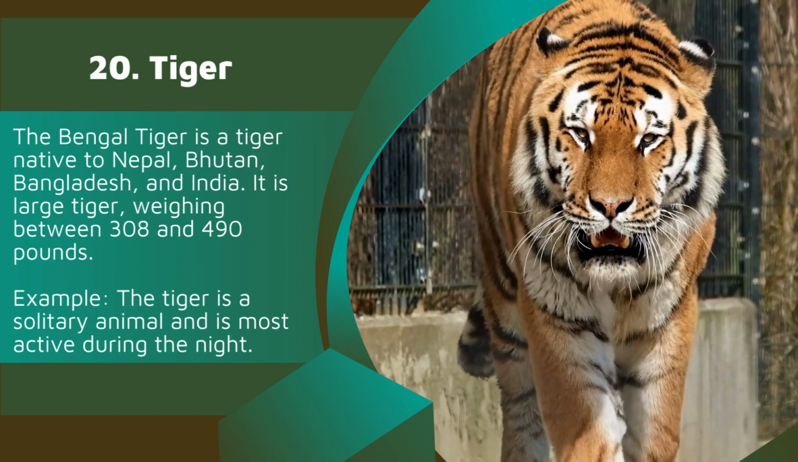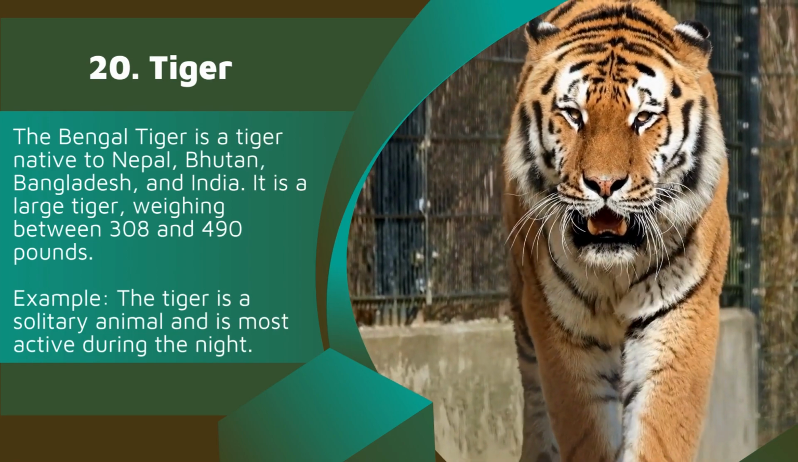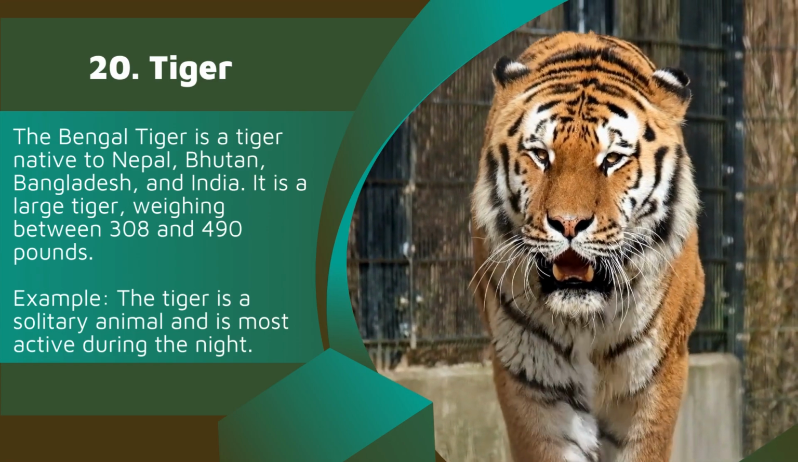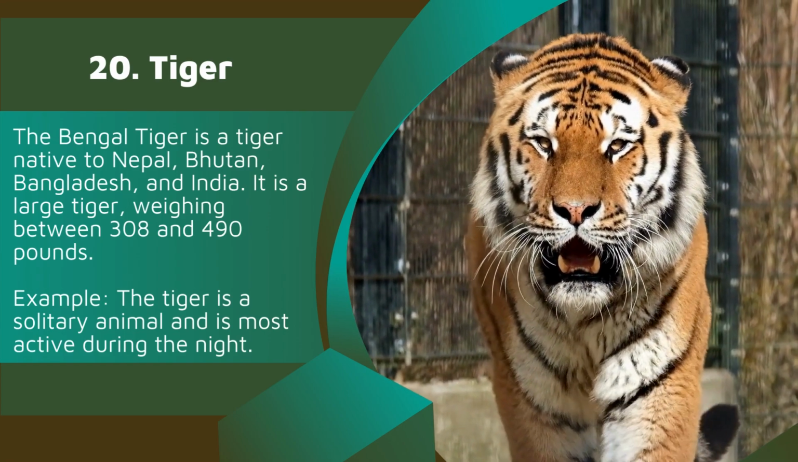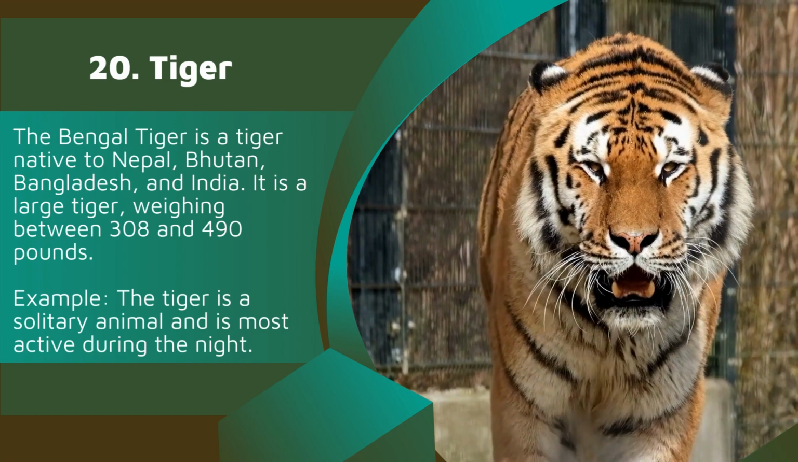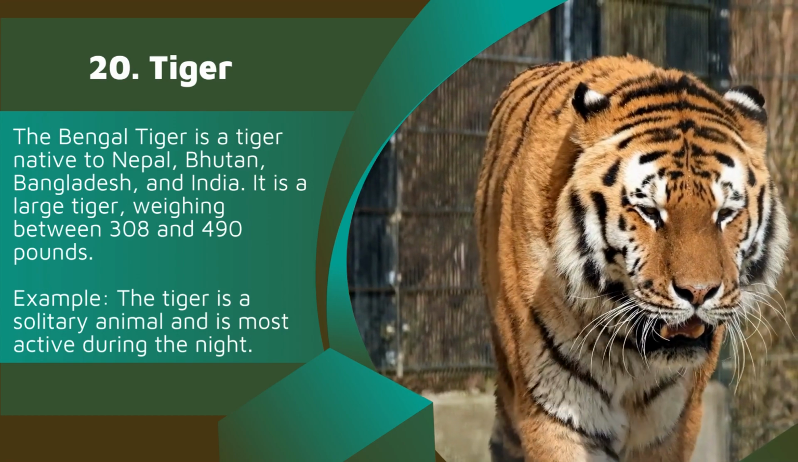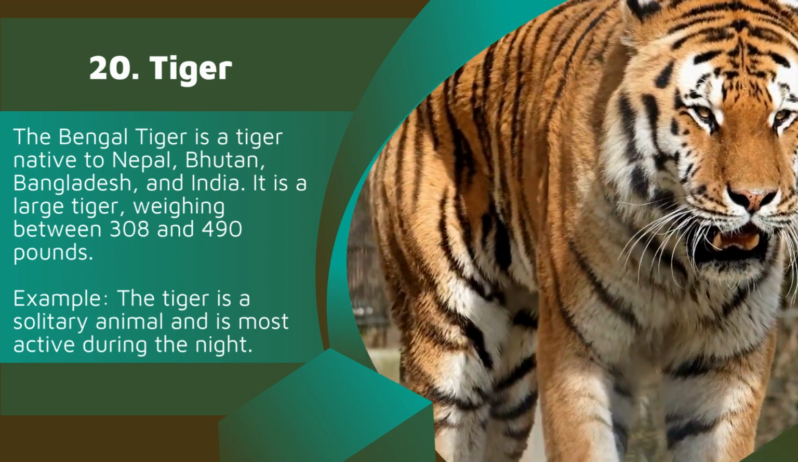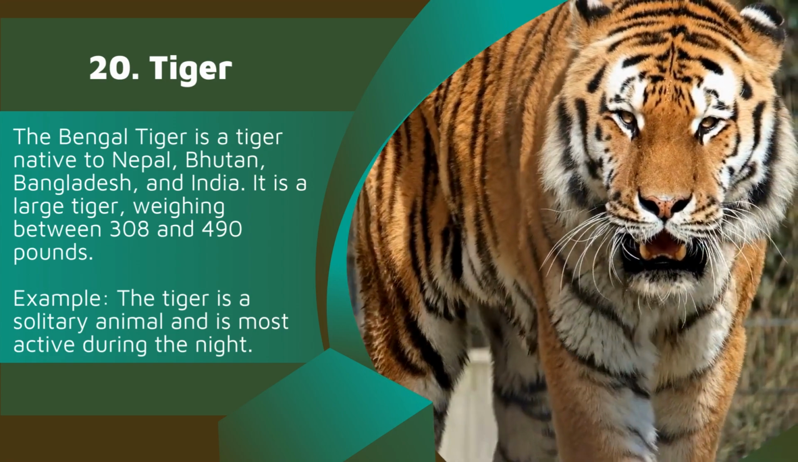20. Tiger. The Bengal tiger is a tiger native to Nepal, Bhutan, Bangladesh, and India. It is a large tiger, weighing between 308 and 490 pounds. Example, the tiger is a solitary animal and is most active during the night.